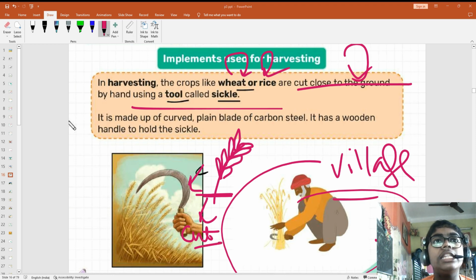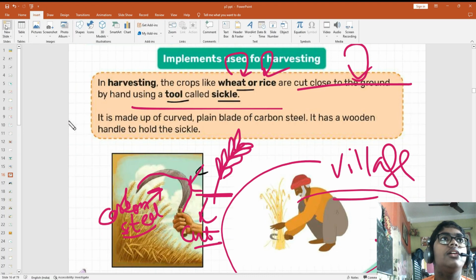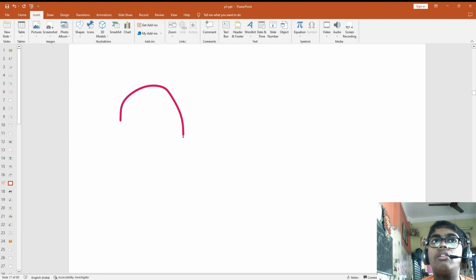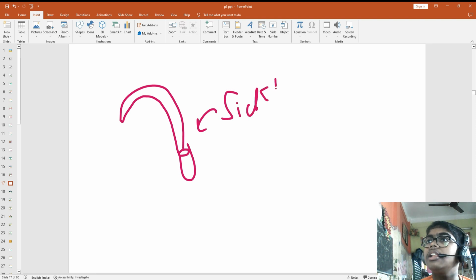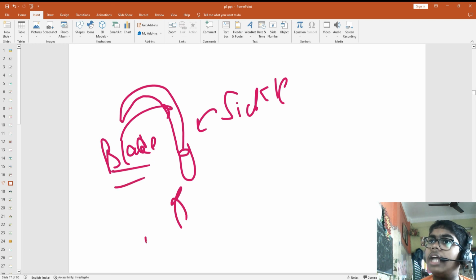It is made up of a curved plain blade of carbon steel, meaning carbon steel, not stainless steel. So let me show you here. This particular instrument is called a sickle. It has a blade-like structure. It is carbon steel, right, and a wooden handle.